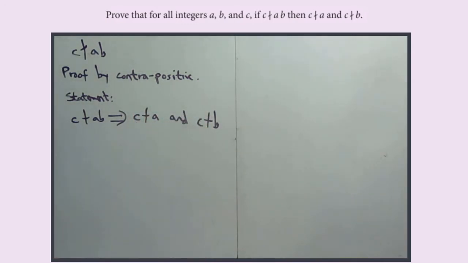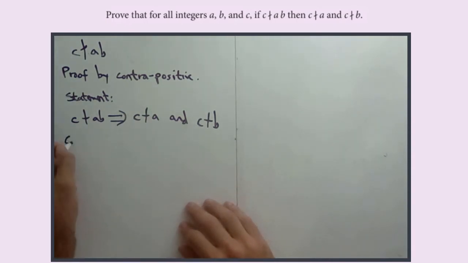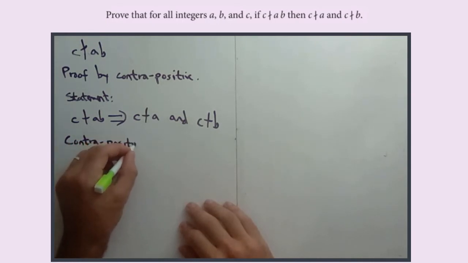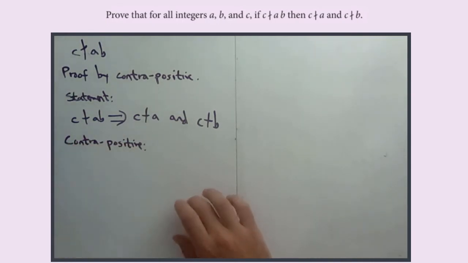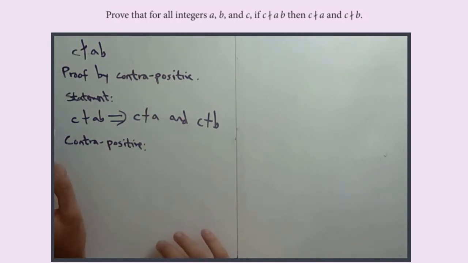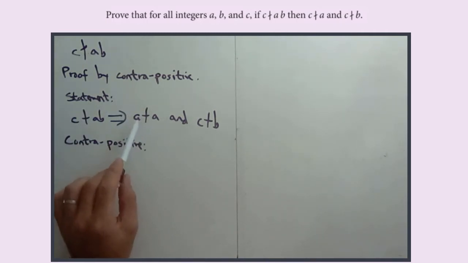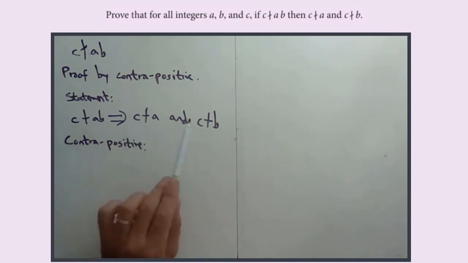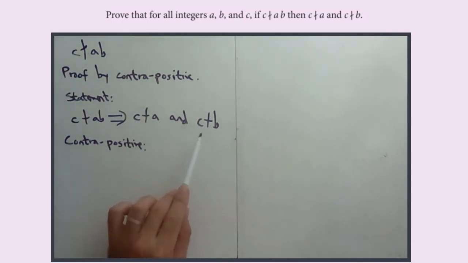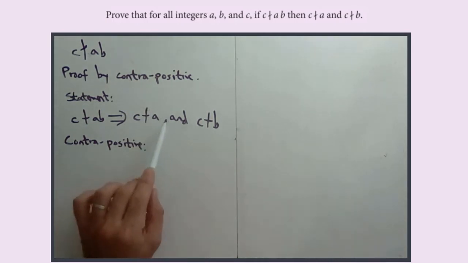Right, so now we need to write the contrapositive, which is quite hard. The contrapositive of that statement is, well, we know we need to flip them around. We're looking to negate both. This is quite easy to negate. The negation of C doesn't divide AB is C divides AB. The negation of C doesn't divide A is C divides A. The negation of C doesn't divide B will be C divides B. The difficult bit is the and.